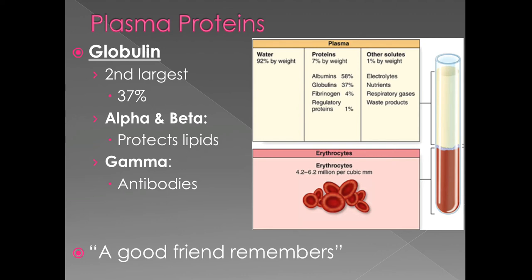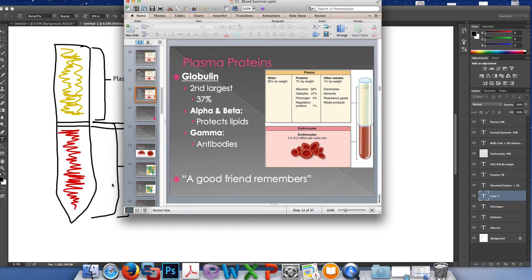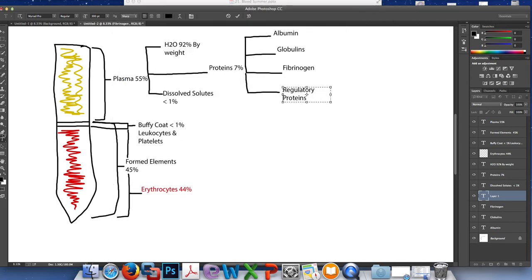To help you remember the list of plasma proteins from most abundant to least abundant, which is a level 1 objective, we have a little saying down here: a good friend remembers. So A is albumin, good is globulin, friend is fibrinogen, and remembers is regulatory proteins. So we can go here, and on your chart we can fill in some more information for you.